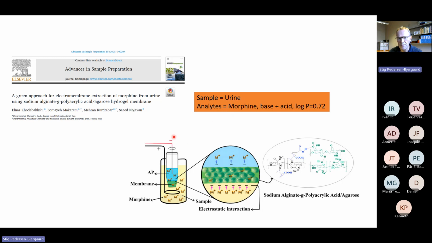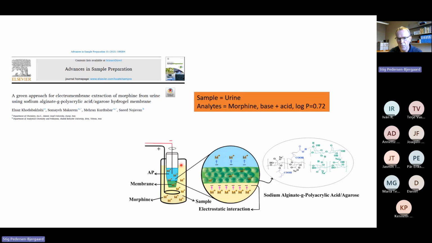You can see the device here. So this is a home-built device where the yellow color indicates the urine sample. Then there's a small insert here in the sample with a green color in the bottom, and this is the membrane, and then the blue color is the acceptor solution. And you can see that the minus electrode is inserted into the acceptor. So it means that in this case here, they are extracting morphine as a base under acidic conditions.